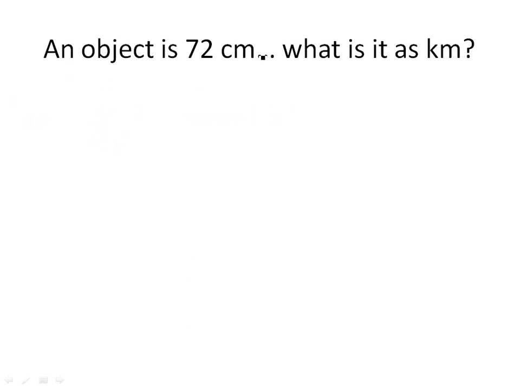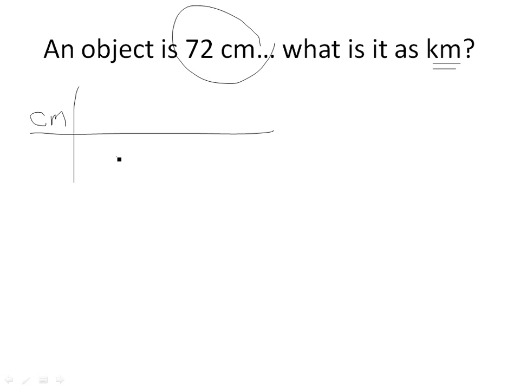Next example, an object is 72 centimeters. What is that expressed in terms of kilometers? So let's do this method first. We may have to do a couple of steps. So I do my sign, and I go centimeters, and then I write centimeters here. At this point you've got a choice. You can either jump from centimeters to kilometers or work your way up. I like to work my way up. So I would go from centimeters to meters, meters to kilometers.